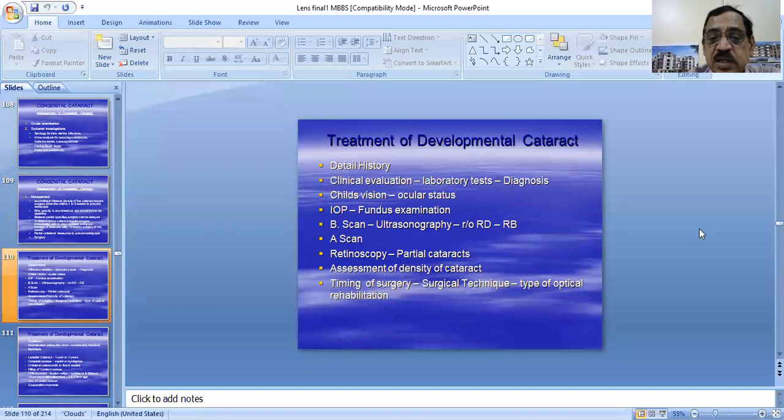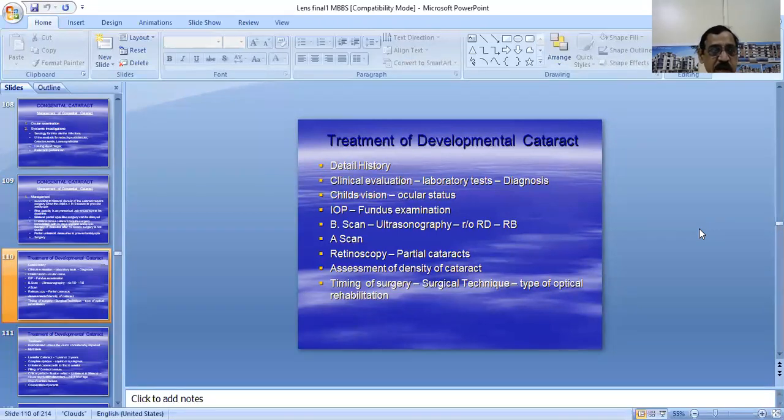A detailed history is important regarding the antenatal history, the type of delivery and so on. If there was a forceps delivery, it may reflect an injury or trauma during delivery. Also ask for any evidence of rubella infection in the first trimester of pregnancy, malnutrition, or any history of placenta previa or eclampsia. You will have to elicit all these things prior to coming to a conclusion.